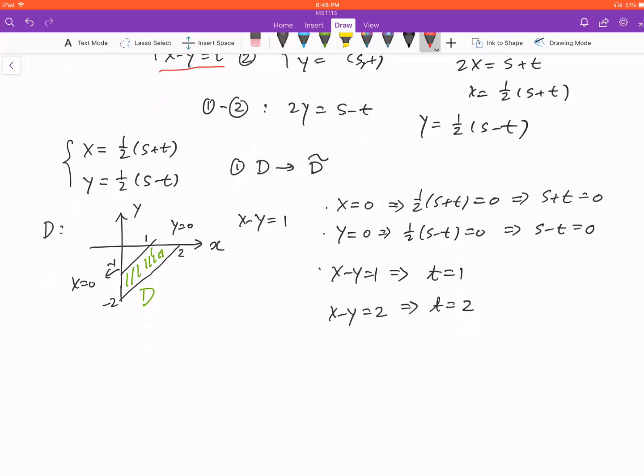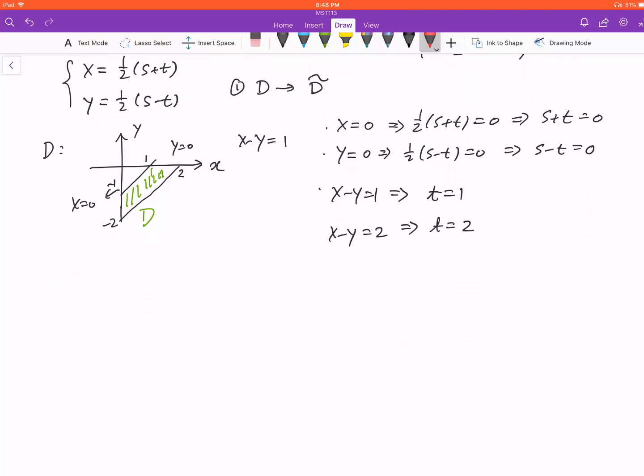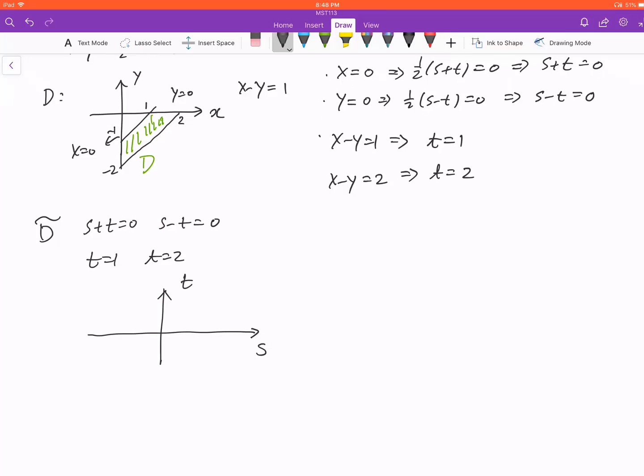All right, now we have these 4 lines, and we're going to re-sketch this D prime, D tilde over here. So that's going to be s plus t is equal to 0, s minus t is equal to 0, and t is equal to 1, and t is equal to 2. So we're going to try this one over here. You can use horizontal t or s, doesn't really matter, but let's just say this is what we have.